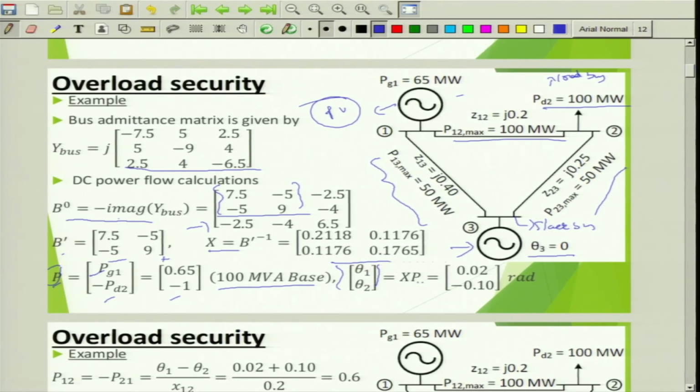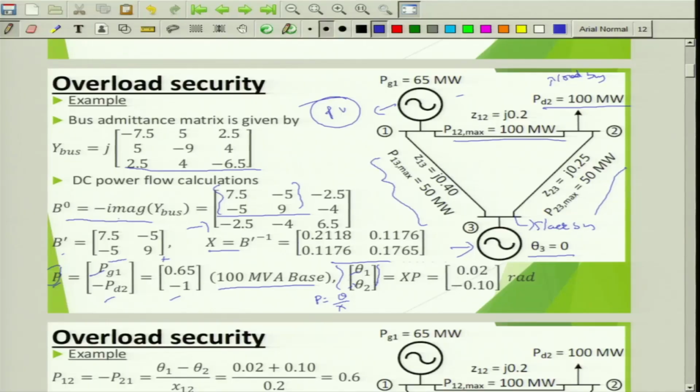So obtain angles. Ultimately we are finding out angles. Angle is nothing but x into P, reactance into active power, right, because active power is nothing but theta by x. So theta is nothing but P into x. So obtain theta 1 and theta 2. Anyway you have theta 3. Ultimately what we are trying to do is obtain angles such that you can obtain the line flow, and see to it that line flow will not exceed the limits.